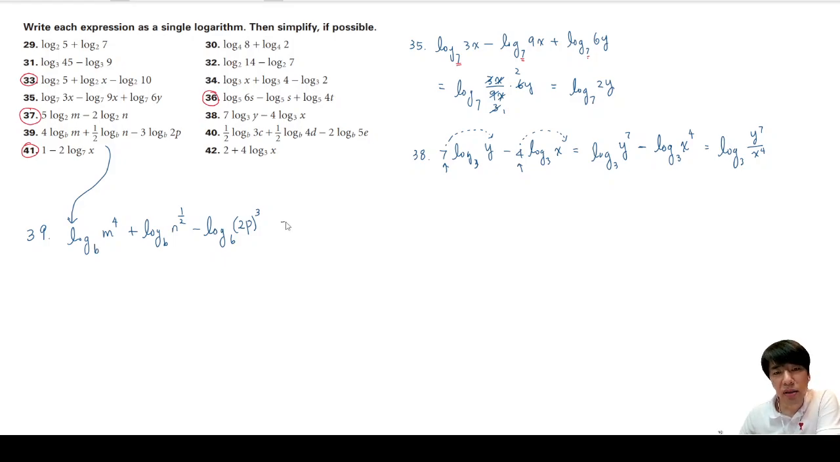Now let's combine the logs. Okay, log base b. I got m to the 4th. This is plus, so you have to multiply n to the power of 1/2 here. And then this is minus, that's a what? Division here. So put this as your denominator, 2p, whole thing cubed.